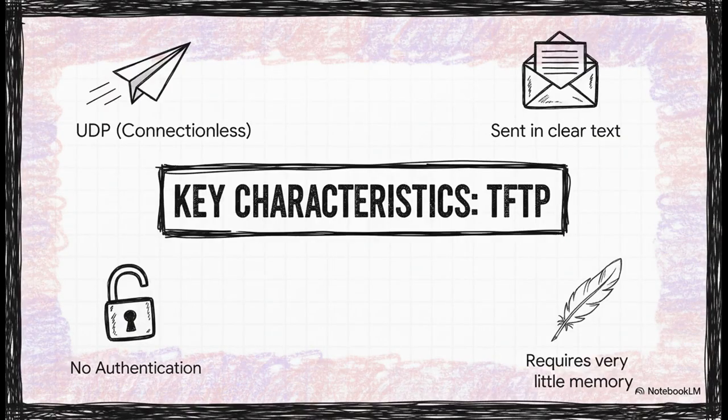Okay, now this breaks it all down. It runs on something called UDP, which is kind of like sending a postcard. You just write it, drop it in the mail, and hope it gets there. There's no tracking, there's no authentication, no username, no password, nothing. And here's the real kicker, the big red flag for today's world. Everything is sent in clear text. Still, it's super lightweight, which makes it perfect for simple devices in a very trusted environment.